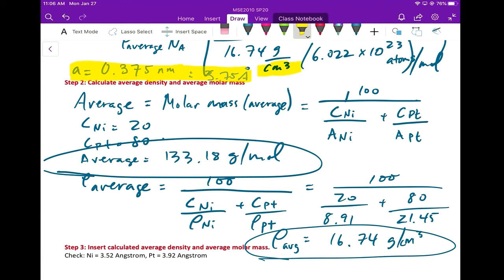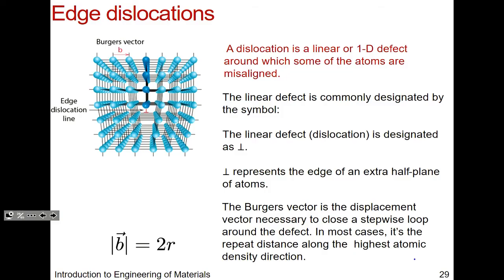Any questions about this example so far? It may or may not help you with your homework. Okay, no answers. We're going to switch back to talking about steps of dislocations.